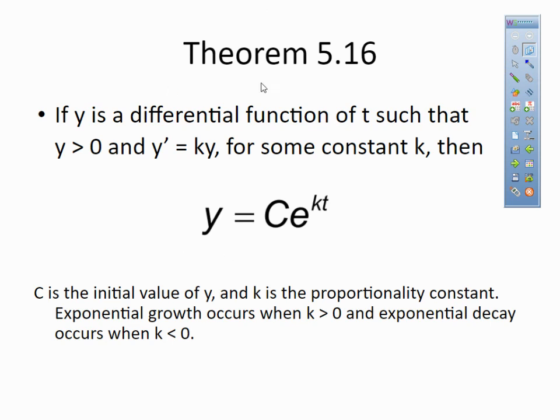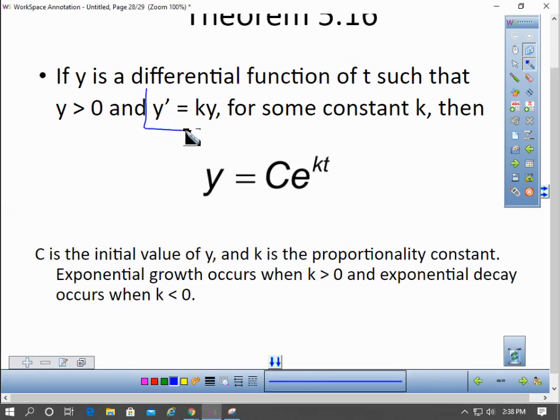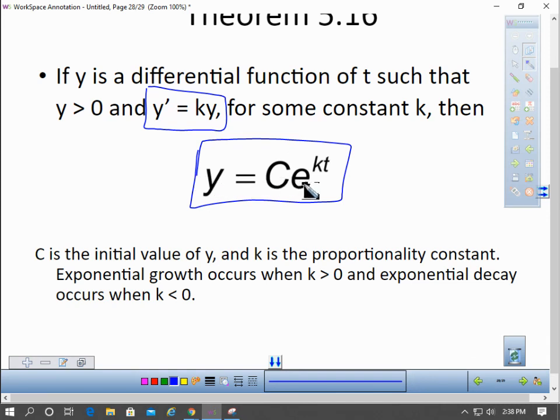All right, so this is what I just explained right here. Theorem 5.16: if y is a differentiable function of t, they used a t instead of an x, such that y is greater than 0, and y prime equals k times y for some constant k, then you always end up with this solution: y equals c e to the kt. They just used a t instead of x. All right, so this is the growth and decay model.